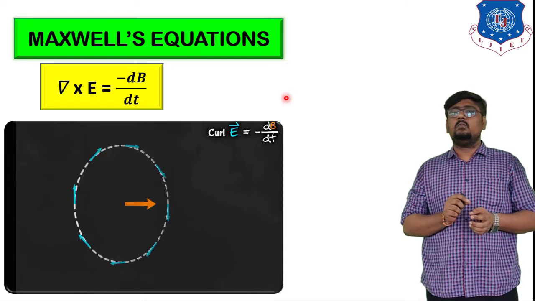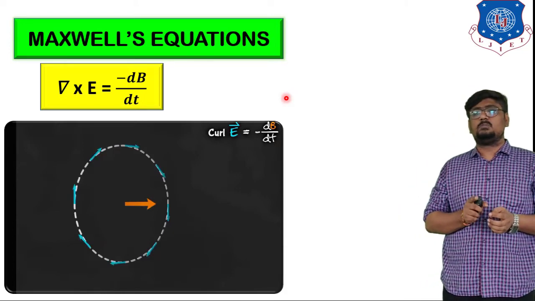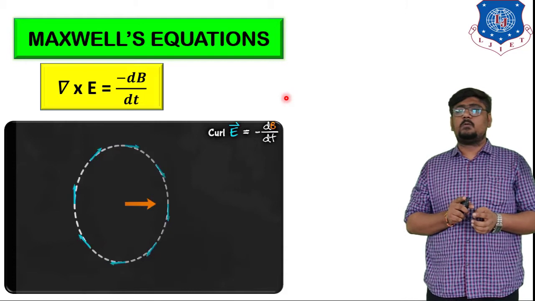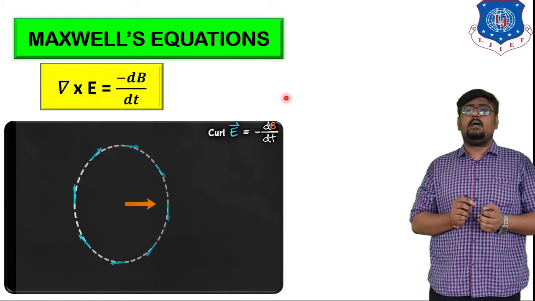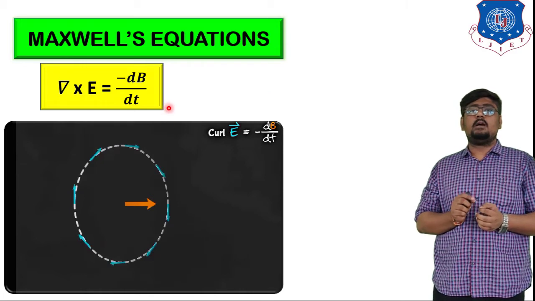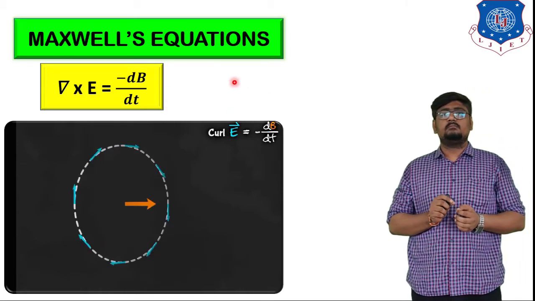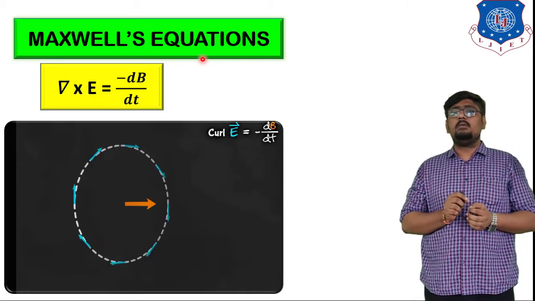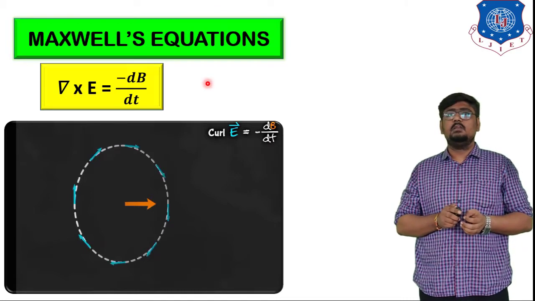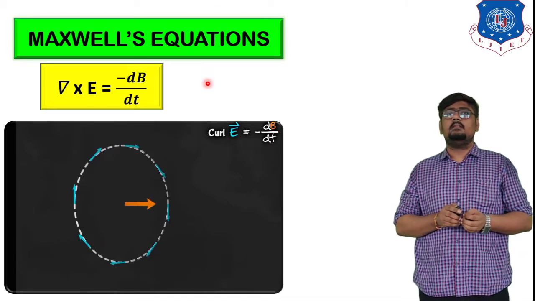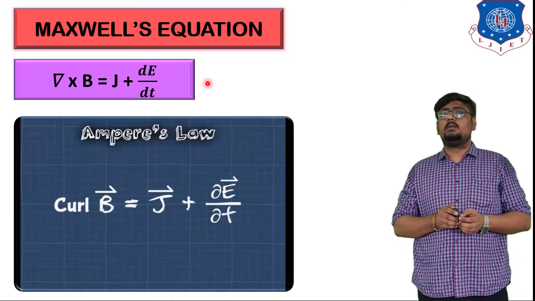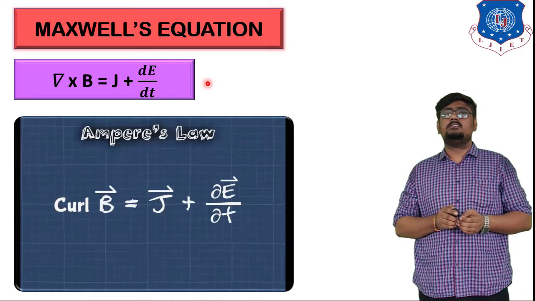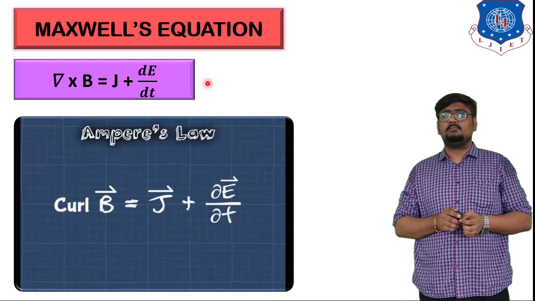So del cross E is a cross product, which is also termed the curl of E. Curl of E equals del B by del t. Now, in a normal metal, this will induce eddy current, but in a superconductor, this field will give rise to the persistent current.